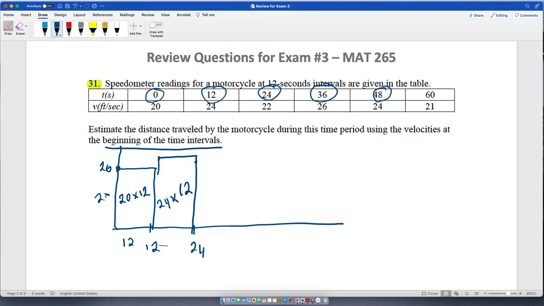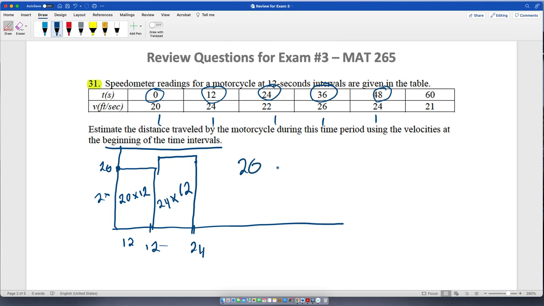Okay, so that's sort of the visual. We're putting everything together. What we actually end up doing is we're just going to take these pieces here, add them together, and multiply them all by 12. And that gives us the areas of each of those boxes.